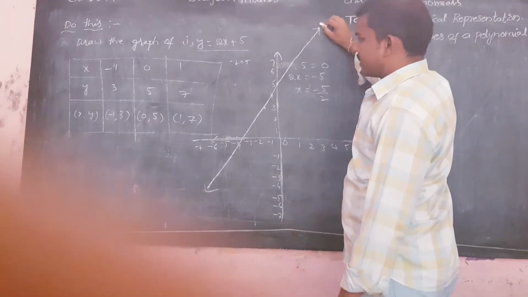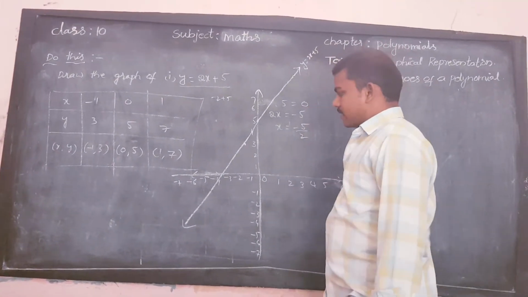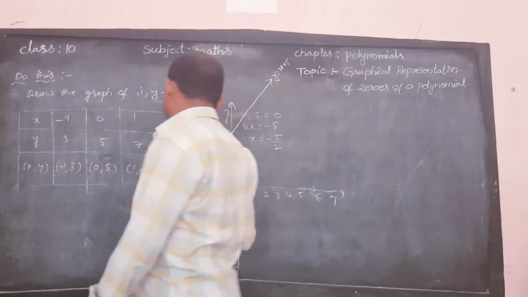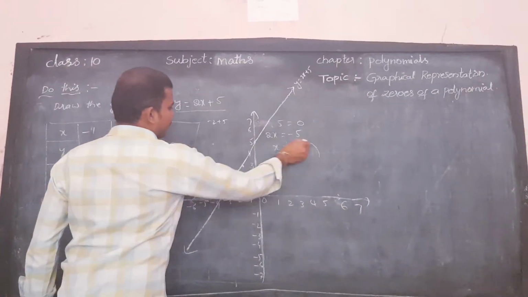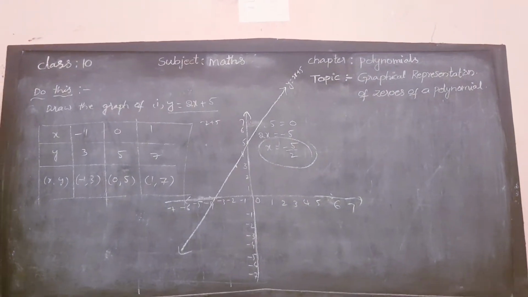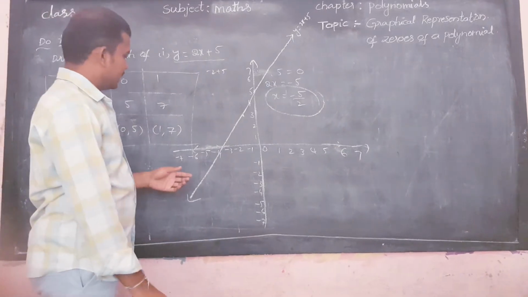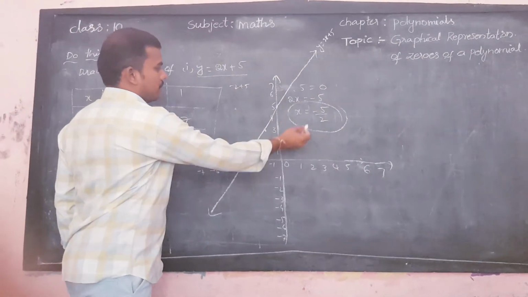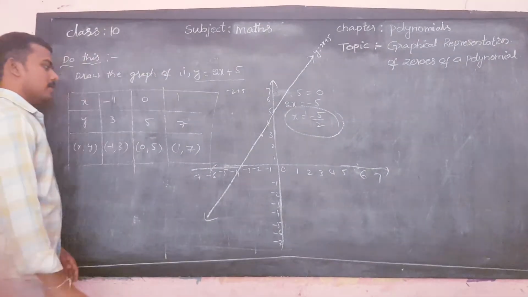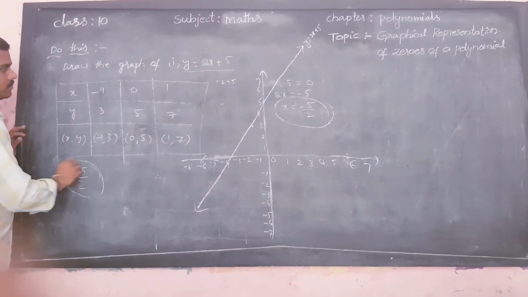So we get the straight line y equals 2x plus 5. This straight line intersects the x-axis at minus 5 by 2. So the graph of y equals 2x plus 5 intersects the x-axis at minus 5 by 2. So its zero value is minus 5 by 2.